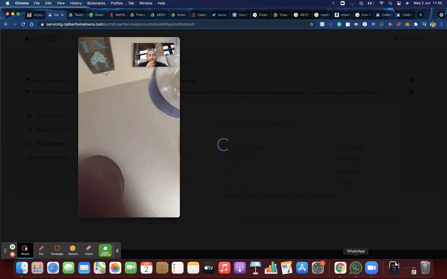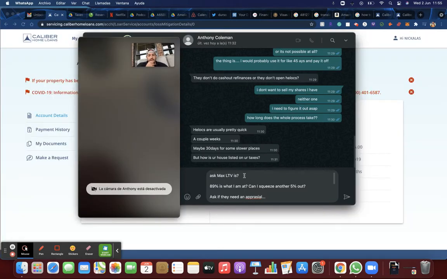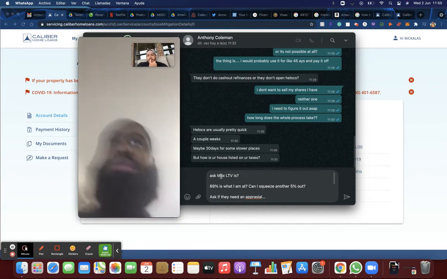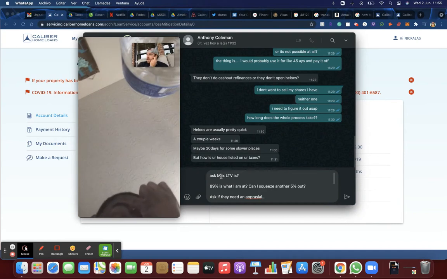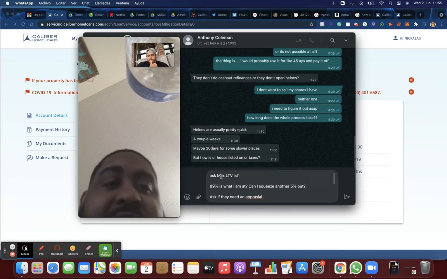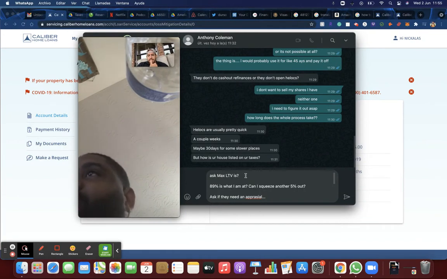I think the house is worth like 830. So I need to ask the loan officer questions. Ask them the max LTV, the loan to value. What exactly is that? That's the amount of loans that you have leveraged against your property, versus the value of your property. Okay. So what is mine right now?